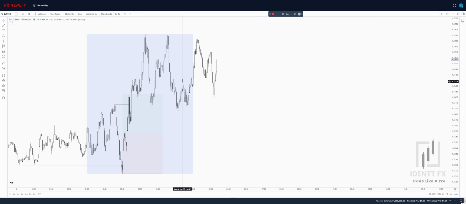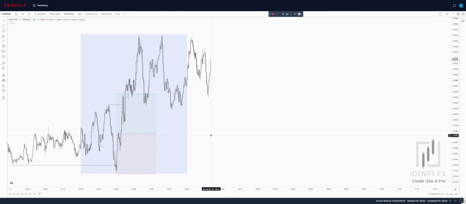Here we saw a sweep, but no follow through of a break of that high. We never really saw a break of the highs anymore. We're still quite bullish. There was no bearish intent. So in the London session, we would not have had a trade on Monday, the 6th of November.